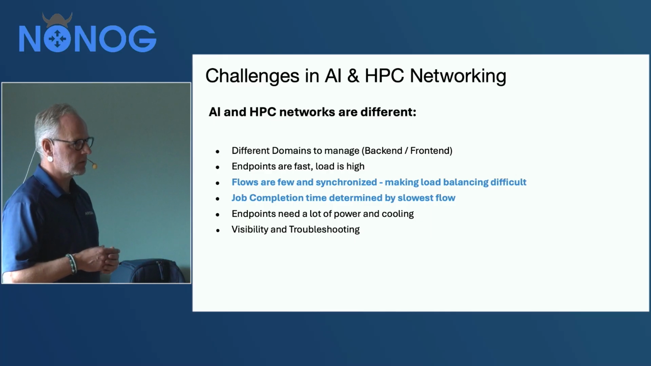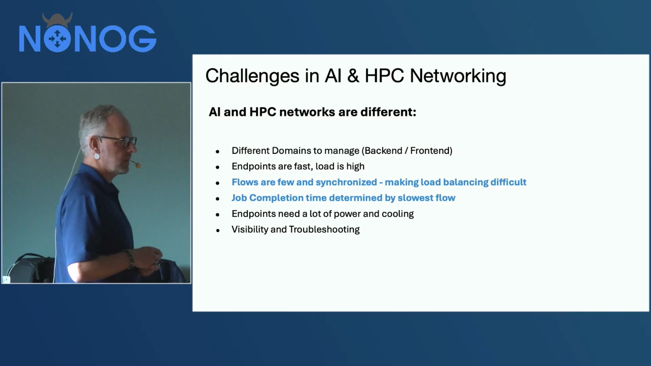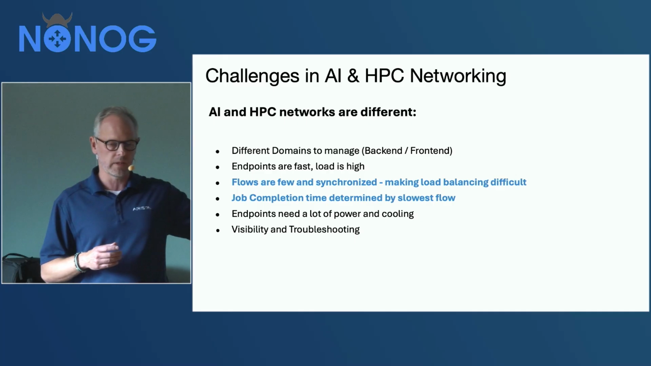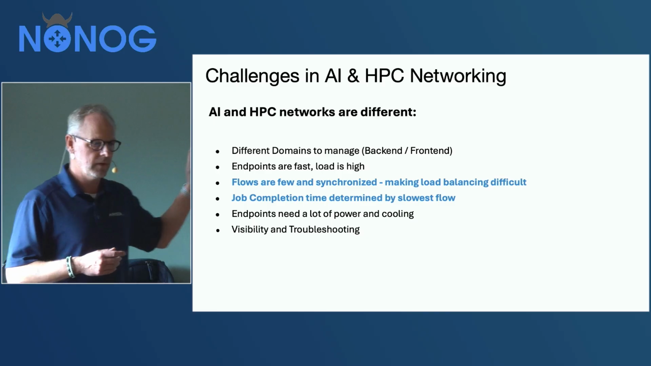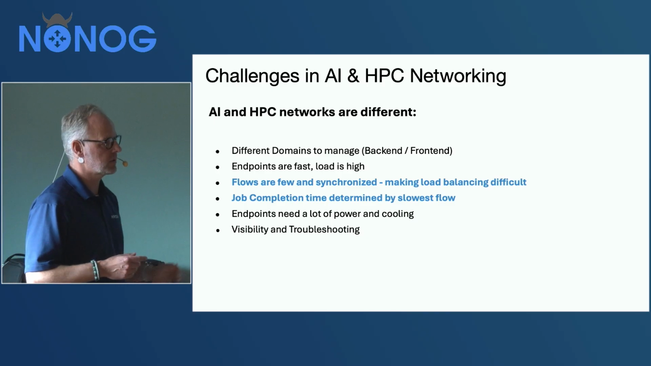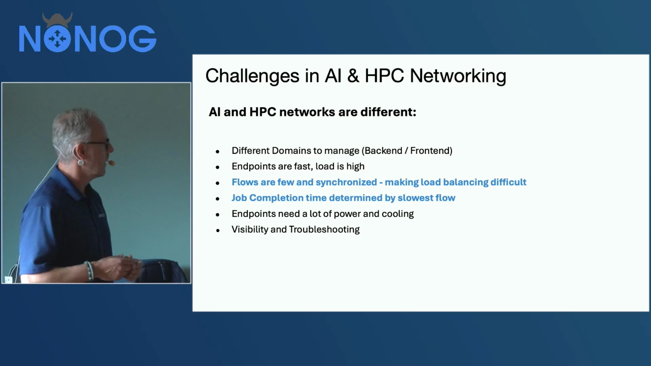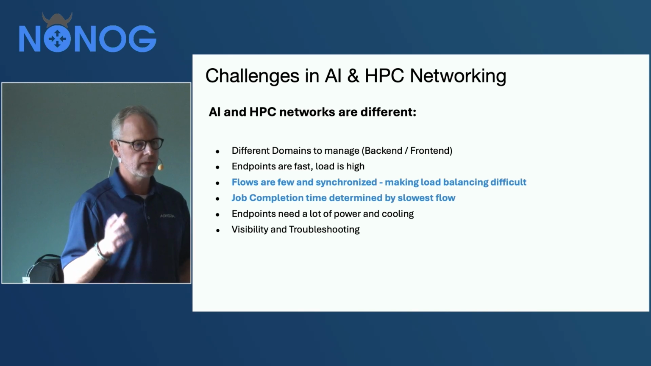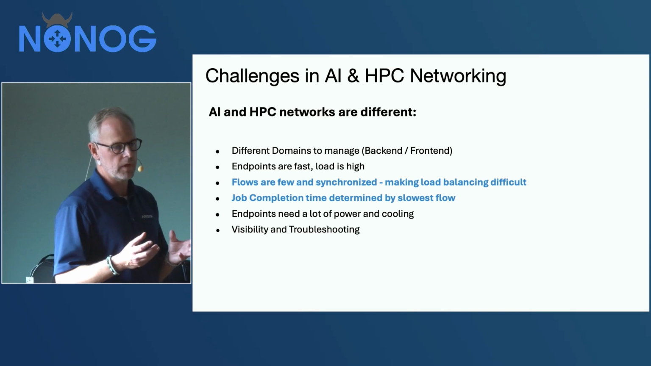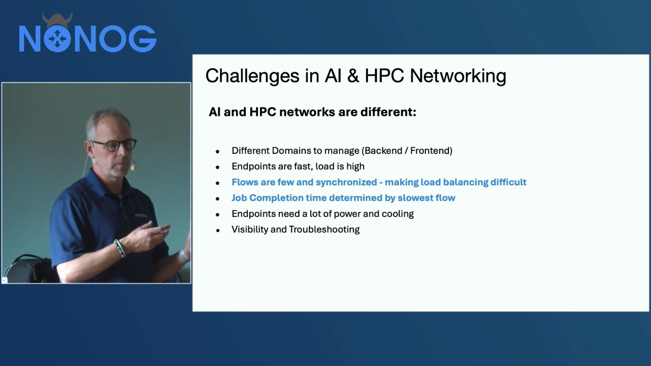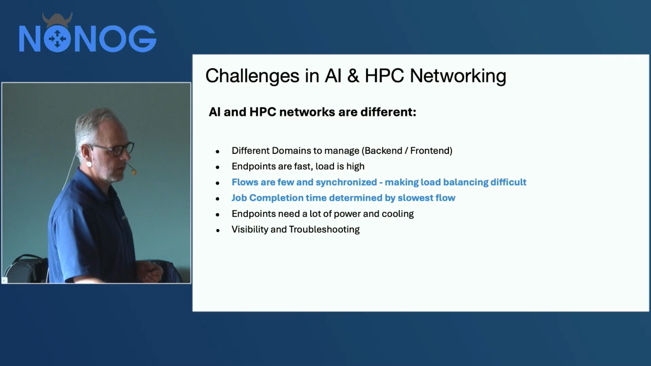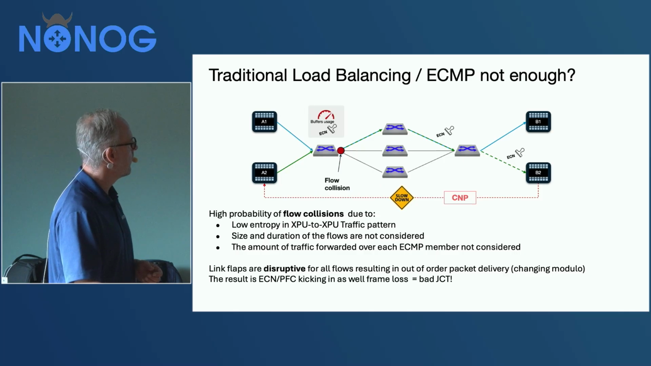Power and cooling is, of course, interesting. We talked about optics. In those kinds of environments, we normally have like 10,000 optics, so the lower power each optic has, the more important it is. And we also talked about observability and visibility. How can we catch microbursts from this environment and start troubleshooting if there are issues? But let's have a look at the load balancing part.